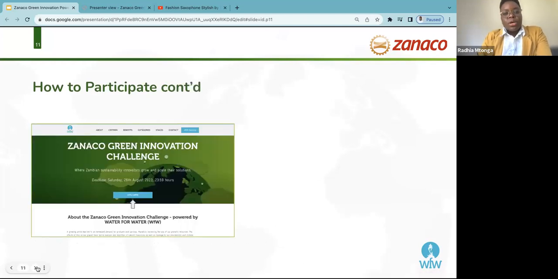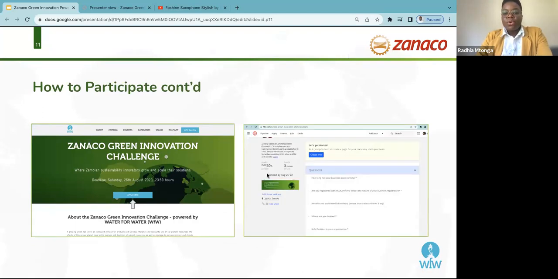So when you click the link that we will share after this session or during this session, it will lead you to a page that looks like this. Throughout this page, as you're scrolling up or down, you will see this apply here button. You'll see it at the beginning, right in the middle of the page, and also below the page. When you click the apply here button, it will take you to a platform called F6S.